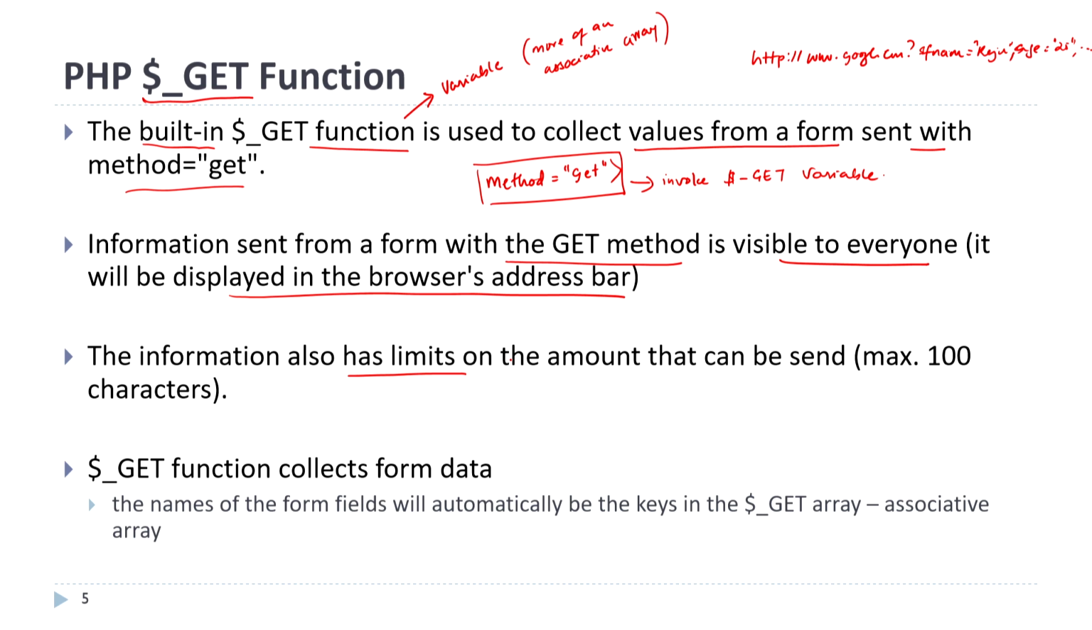There are also limits on the amount of data that can be sent, a maximum of 100 characters. In certain cases 256 is possible, but that is it, you cannot send any more than that. Usually you can take it as 100 characters. As I said earlier, it collects the form data, and the names in the form fields will automatically be the keys in the $_GET array. It is an associative array.